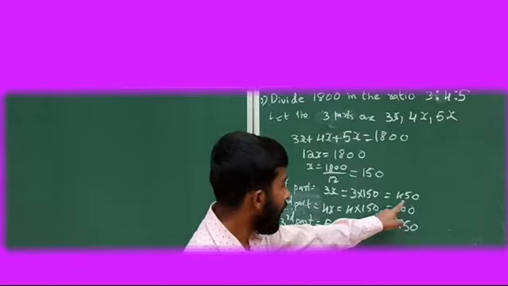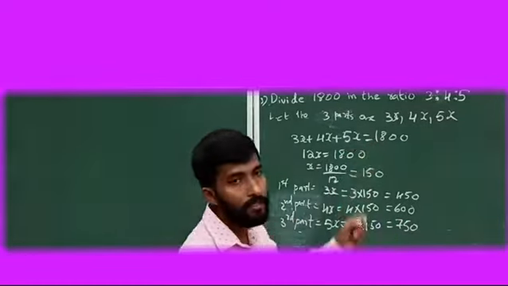To verify the answer, add these 3 parts. What do you have to get? 1800.